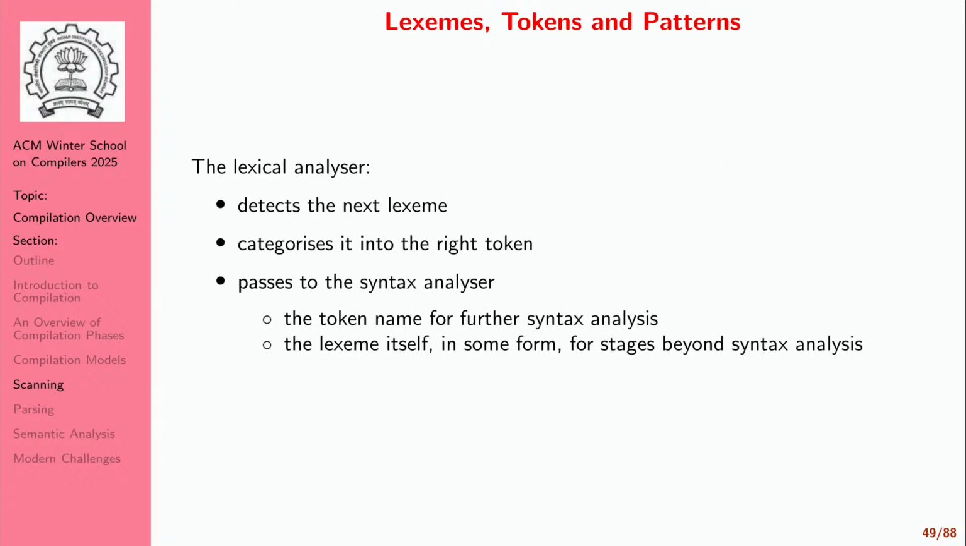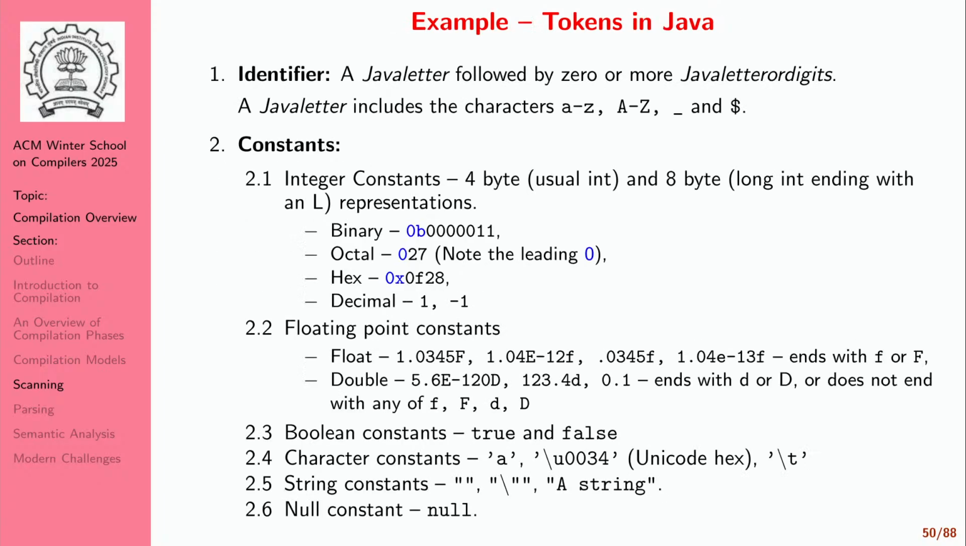Okay, so the lexical analyzer detects the next lexeme, identifies it, categorizes it into the right token, and passes to the syntax analyzer the token name for further syntax analysis, along with the lexeme itself in some form, either a pointer or its value. So here are example tokens in Java.